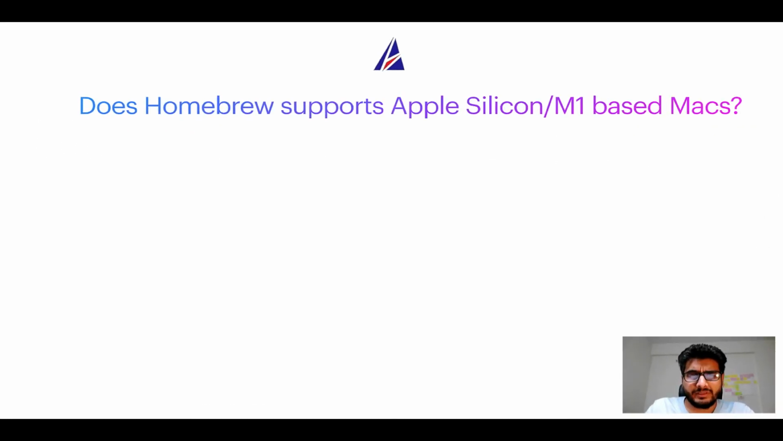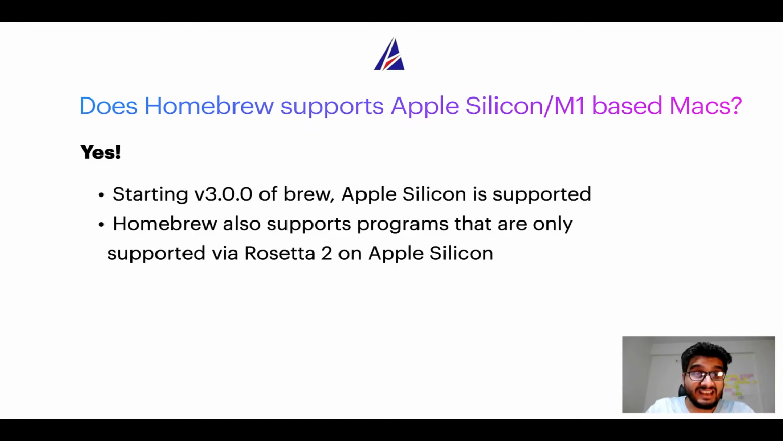Next question. Can you use Homebrew to install programs on Apple Silicon or more popularly known as M1 MacBooks? Again, yes. Starting version 3.0 of Brew, Apple Silicon is now supported on Homebrew. In fact, Homebrew also supports programs that are at the moment only supported via Rosetta 2 on Apple Silicon.